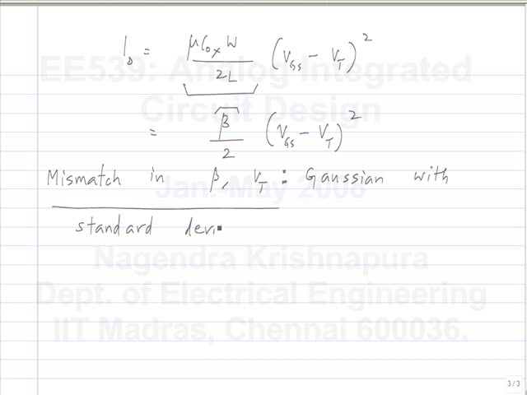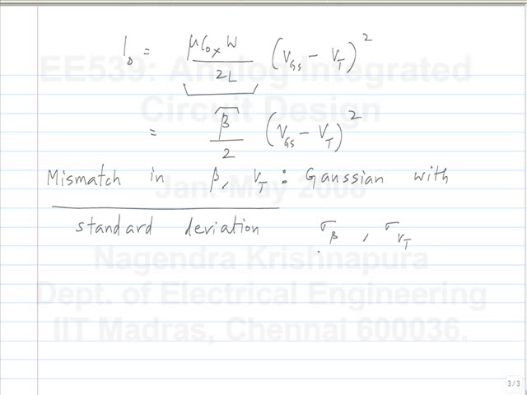The standard deviations of these quantities are denoted by sigma beta and sigma VT. I'll explain what each of these is in a moment. Now, previously we characterized the mismatch as a relative mismatch. When we said sigma R, that was really the error, the resistance minus the ideal resistance, divided by the mean value of the resistance. It was the relative value.